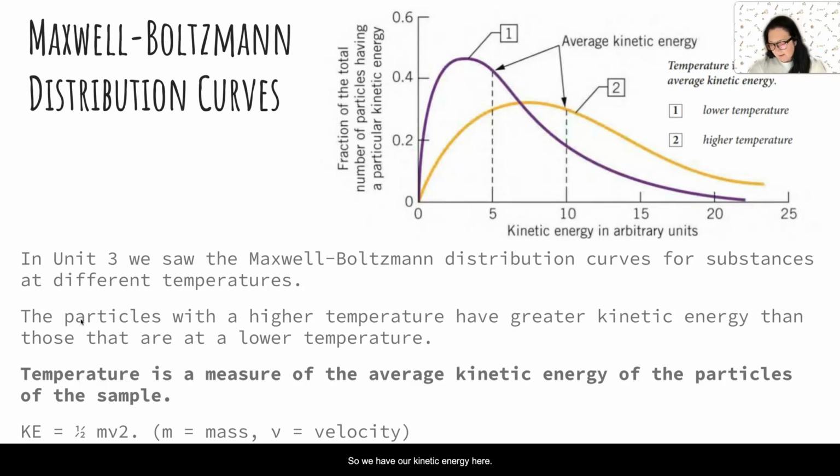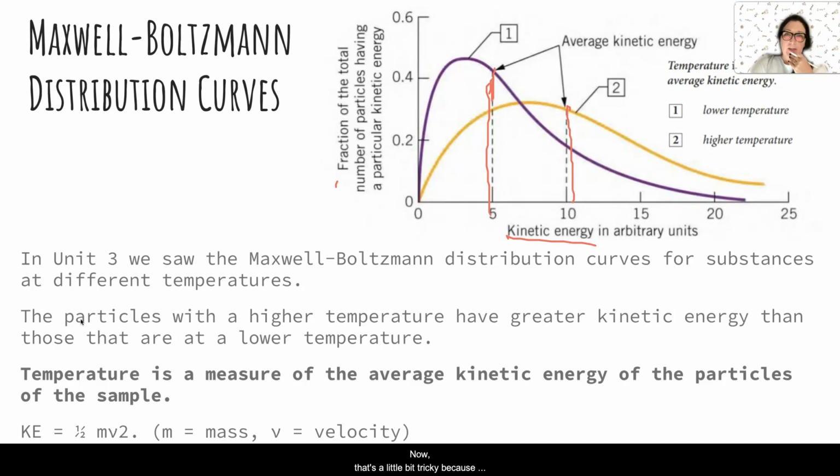So we have our kinetic energy here that's on the x-axis. And then this is the number of particles that are at that particular energy. And what this graphic is showing you is that right here is where the average kinetic energy for all of the particles under the curve of the purple graph is, right here at 5. And it says arbitrary units, so who knows what 5 means, but it's irrelevant. And then under the yellow curve, the average is 10.